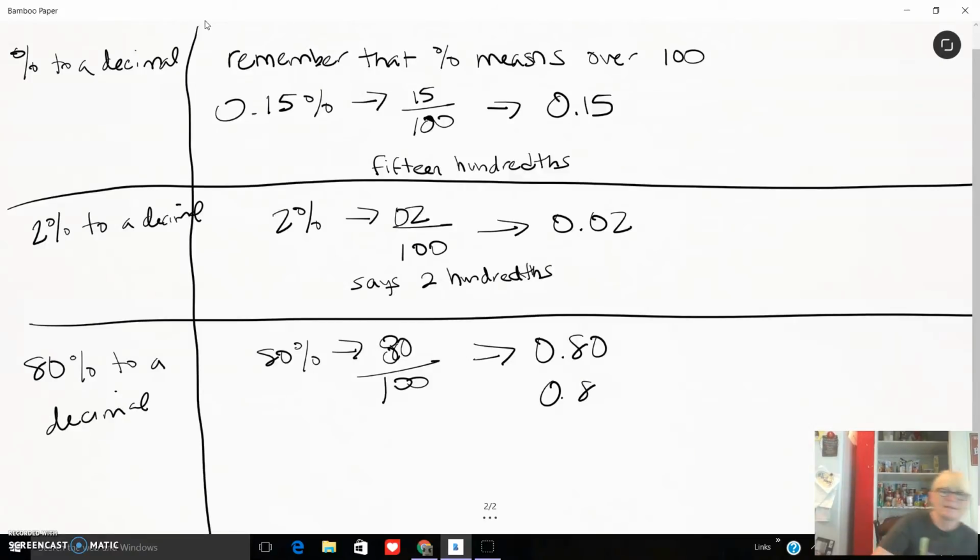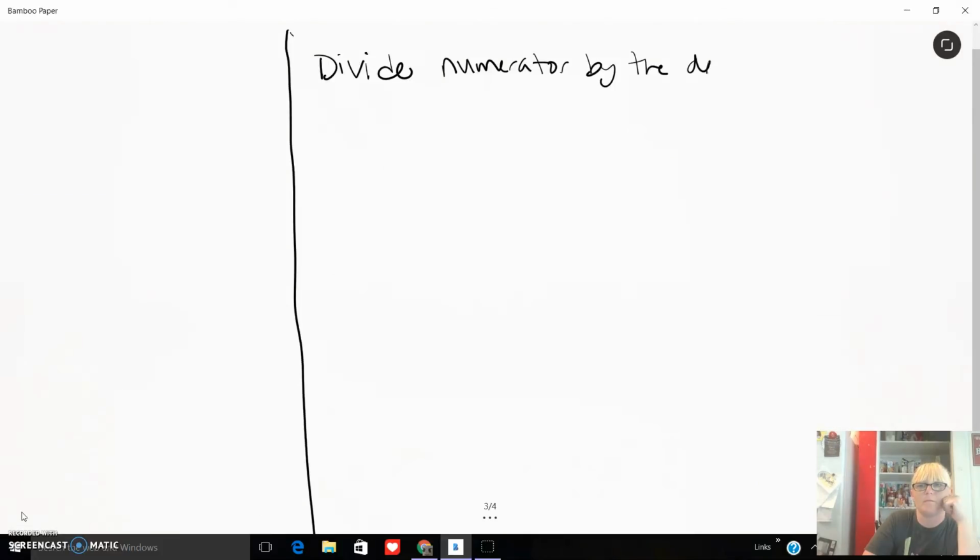All right, and lastly, let's go from percents to fractions. Or vice versa, I'm sorry, we already did percents to fractions. Let's go fractions to percent, so let's go backwards. So how do I put a fraction to a percent? Well, to put a fraction to a percent, I divide the numerator by the denominator.